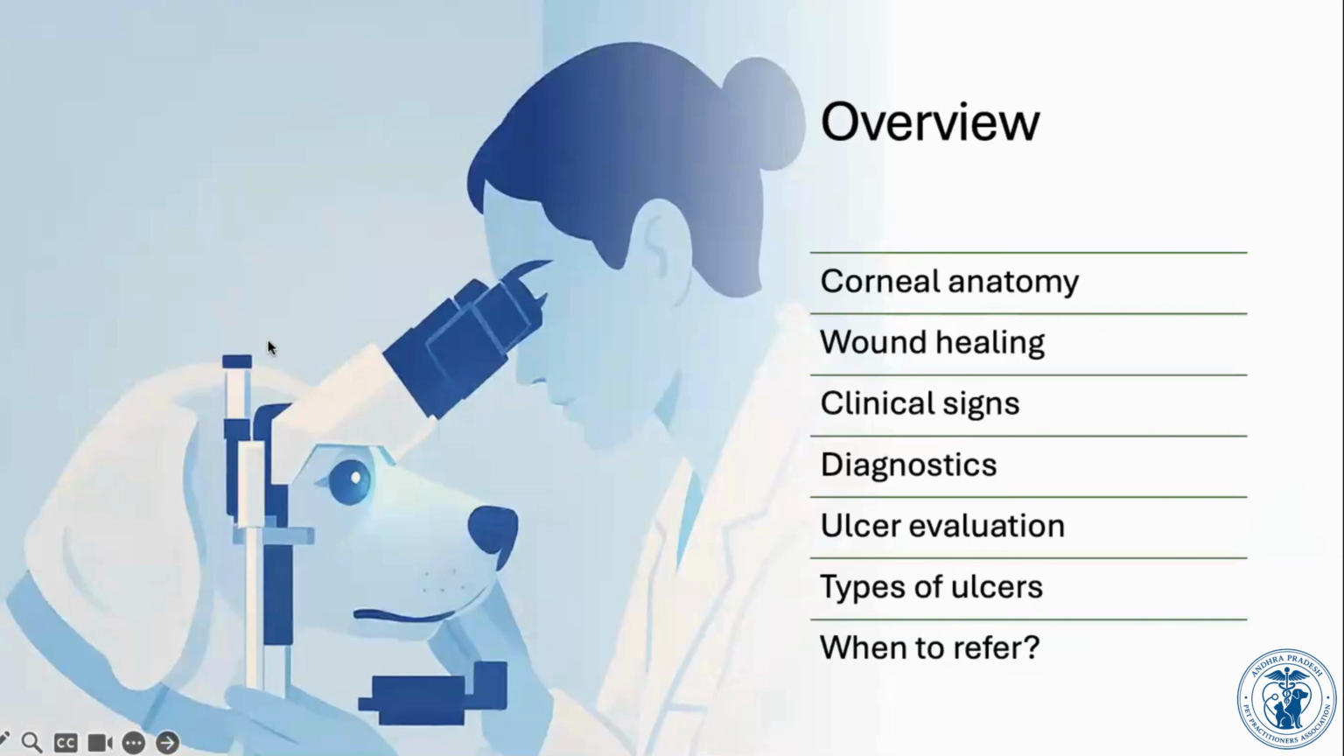So first we'll see the overview. With the overview, we'll learn about the corneal anatomy first and how it heals, followed by the corneal clinical signs.